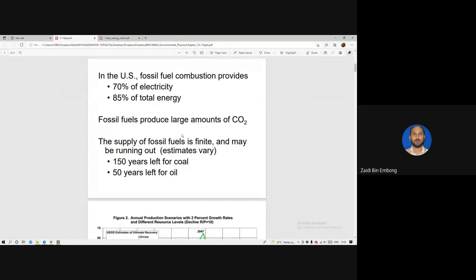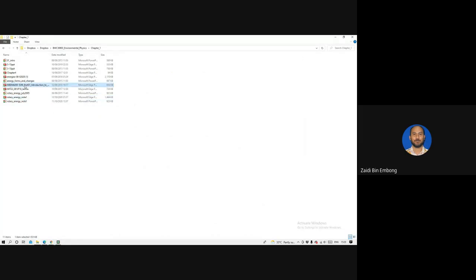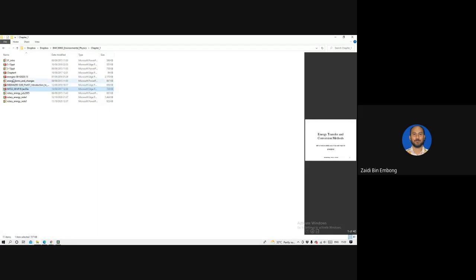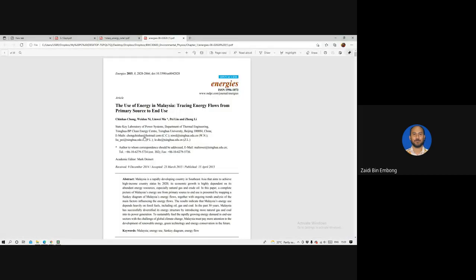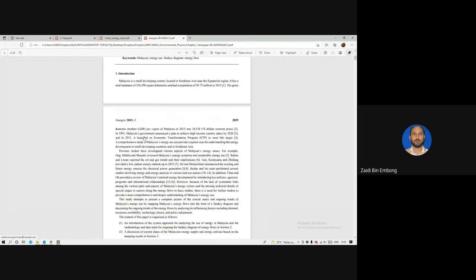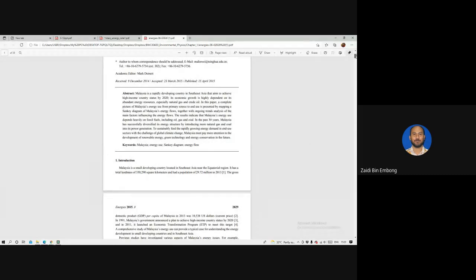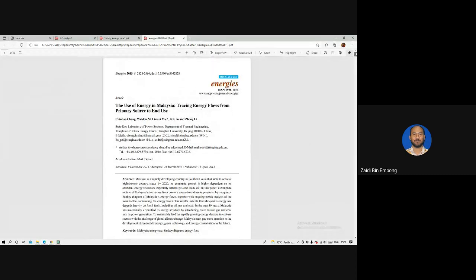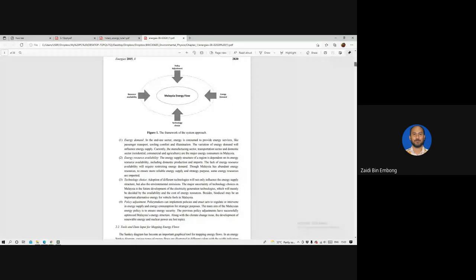This is the issue in the US. In Malaysia, I have one document on Malaysian cases. I will give it to you and you can read it later on. For the issue of energy in Malaysia, we have this one. Okay, I can pass it to you later on. You can read all of this: the issue of energy in Malaysia, how we generate the use of energy in Malaysia. It's a very good article. I will ask you to read this one.